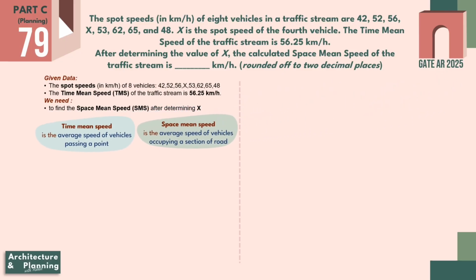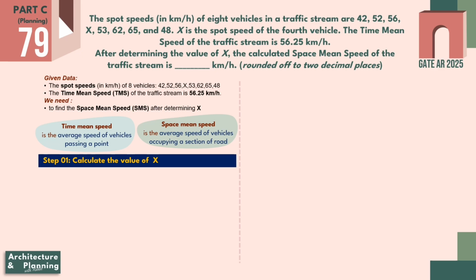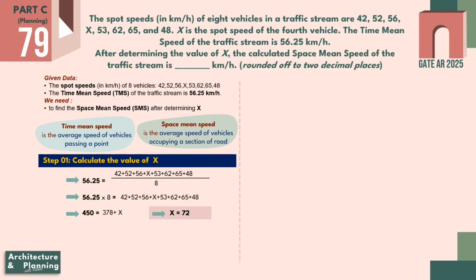So first we have to calculate the value of X or the spot speed of 4th vehicle. So average spot speed of this traffic stream is given, that is 56.25 km per hour. Now by applying the average formula, we can calculate the value of X. The formula is sum of all the units divided by number of units. Here total vehicles are 8, so we will divide the sum by 8. Average value is given, so simply putting the value, we can get the value of X, that is 72.